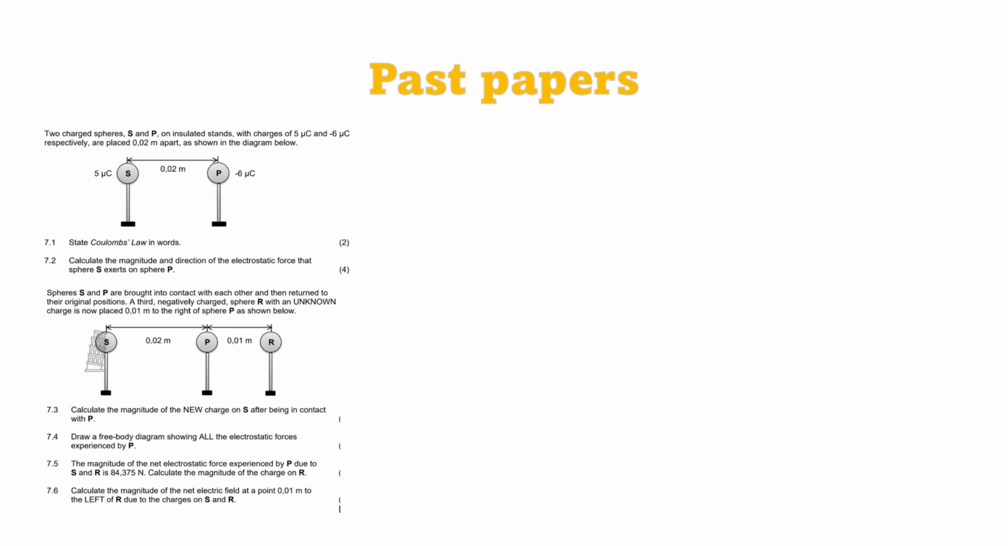We will dive right into the past papers. Two charged spheres, S and P, on insulated stands with a charge of 5 and -6, respectively, are placed 0,02 meters apart, as shown in the diagram. Remember, you need to convert these to coulombs.